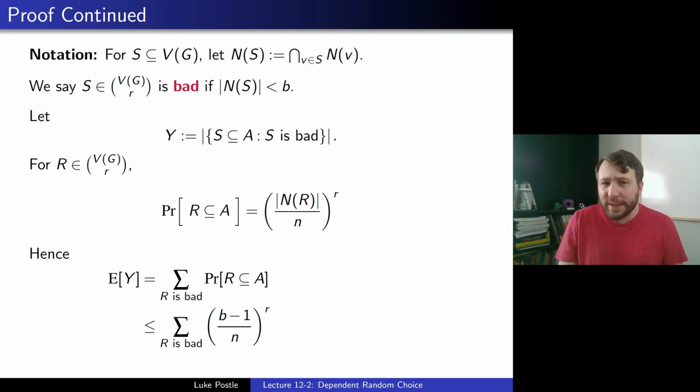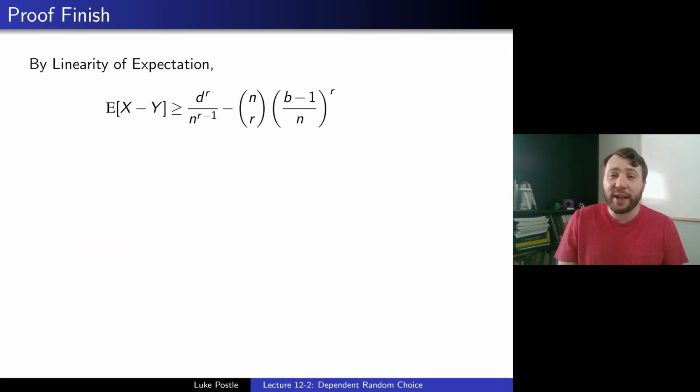And now what do we do with this sum? Well, I'm just going to be a bit naive here and upper bound this with all the possible sets. So we'll just say this is at most n choose r times (b minus 1) over n to the r. So we'll hope that n choose r isn't too bad. And now where do we go from there?